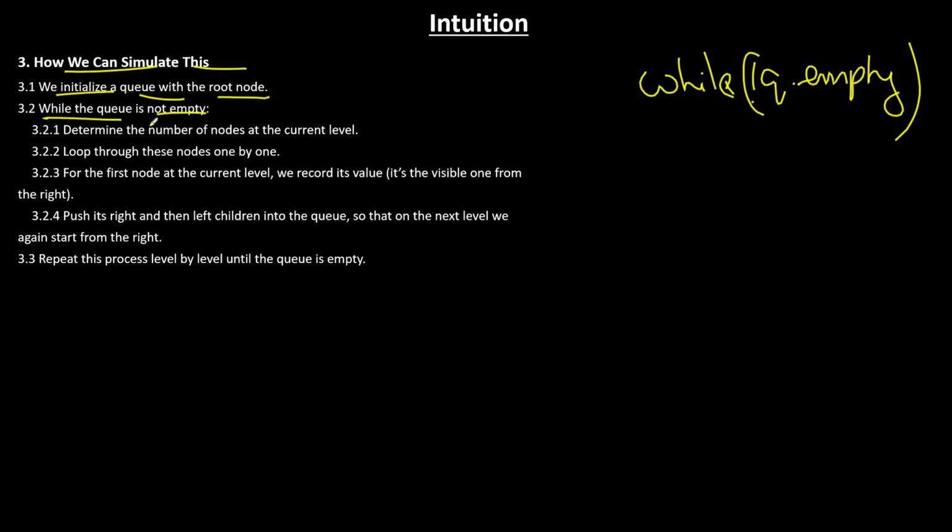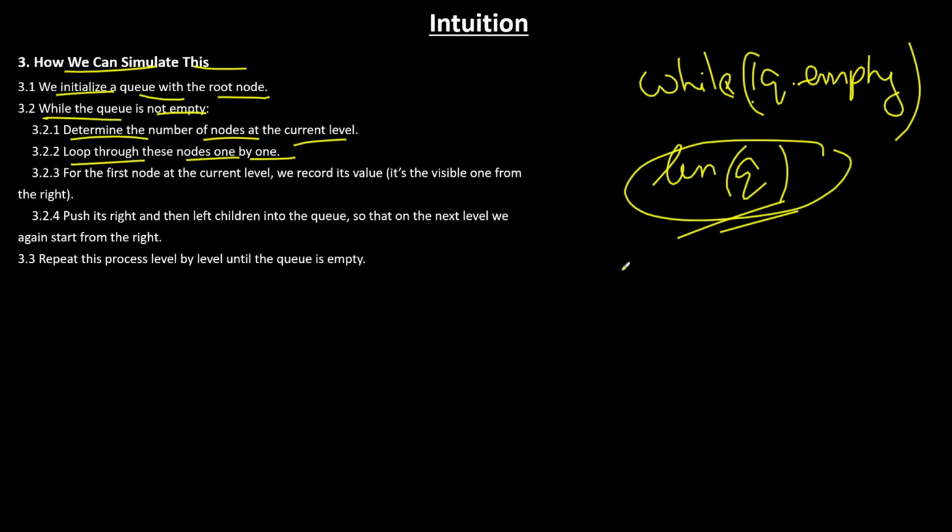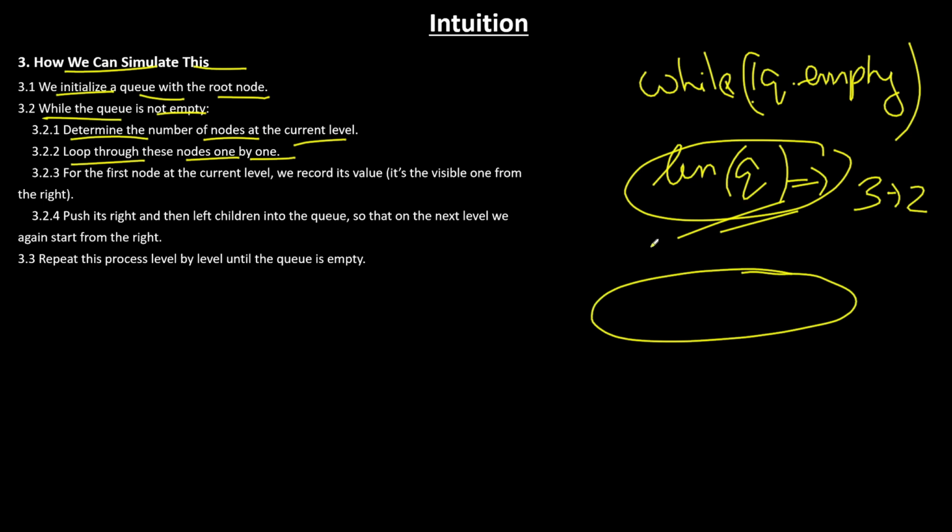While the queue is not empty, we determine the number of nodes at the current level. We do it by the length of the queue. We'll loop through these nodes one by one. Please try to understand why we are doing this length. If you have the knowledge of BFS, it is not a big deal. But if you don't, it is simple: if you have some length, suppose 3, and this is of a particular level 2, this isolates this particular level so that there is no mishandling of the nodes.